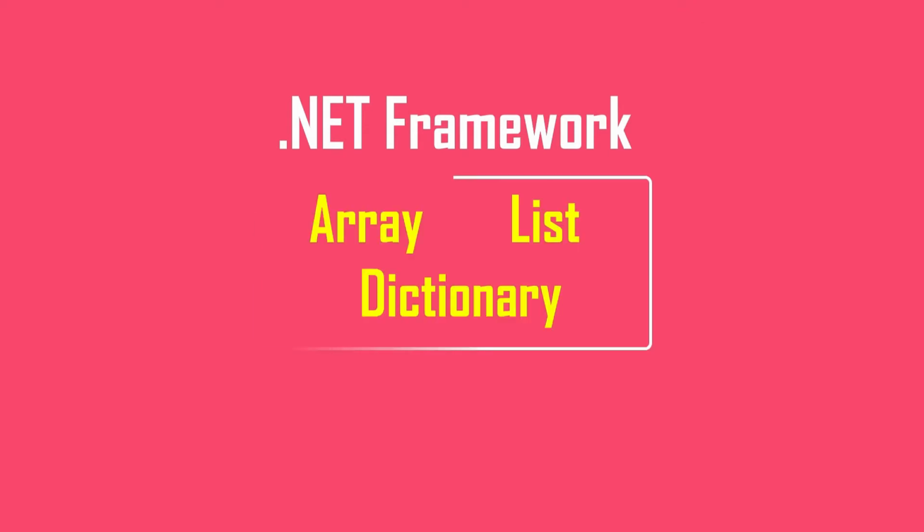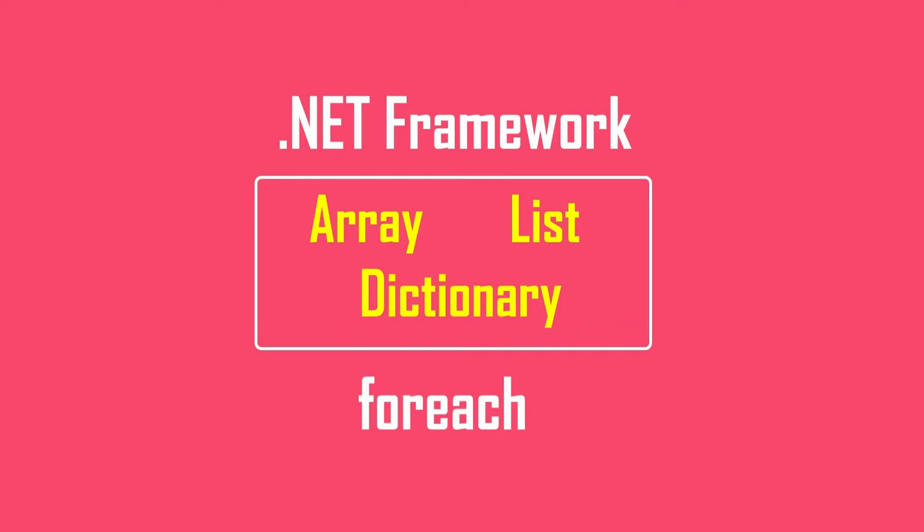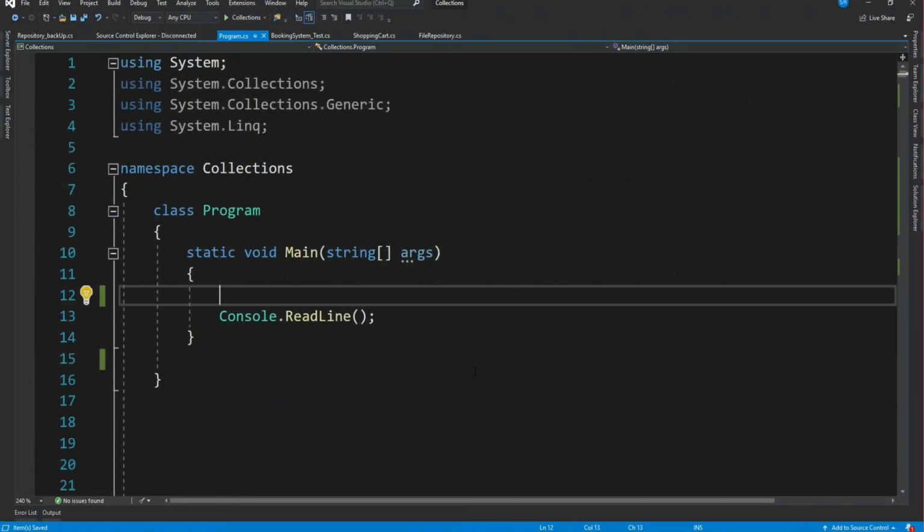We have many collections in .NET framework, right? Like array, list, dictionaries. And we can iterate through all these using a loop like foreach. Have you ever thought what enables the foreach loop to do this? Let me explain this. For this, let's create a list of strings.